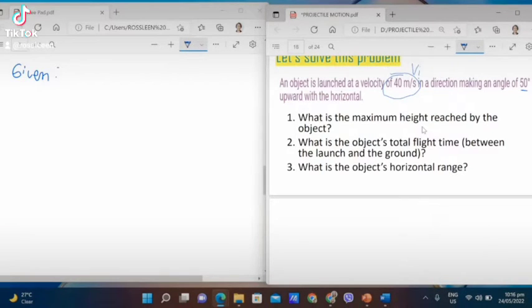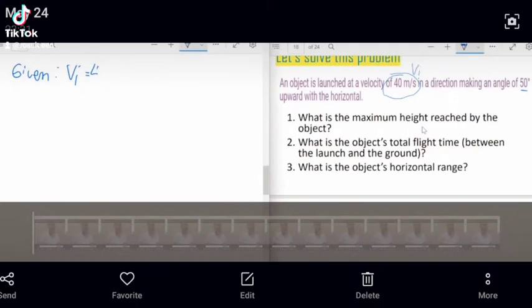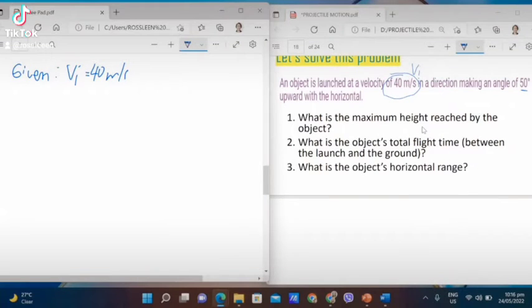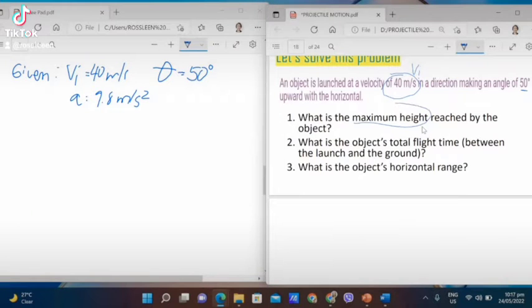We have here three questions. The first one is, what is the maximum height reached by the object? Second is, what is the object's total flight time between the launch and the ground? Third is, what is the object's horizontal range? I am showing you how to solve the first one, which is the maximum height.